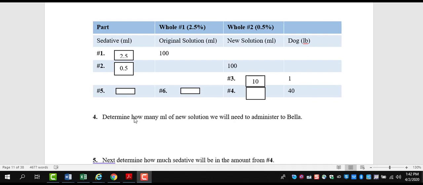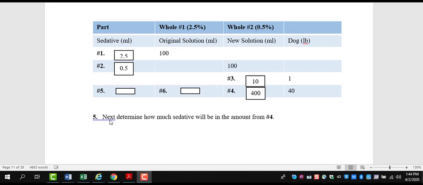So number 4, which is right here, says determine how many milliliters the dog will need. Well, if he gets 10 milliliters of the new solution for every pound, then he's certainly going to need 40 times that, which would be 400 milliliters. Hopefully that one was easy, right?